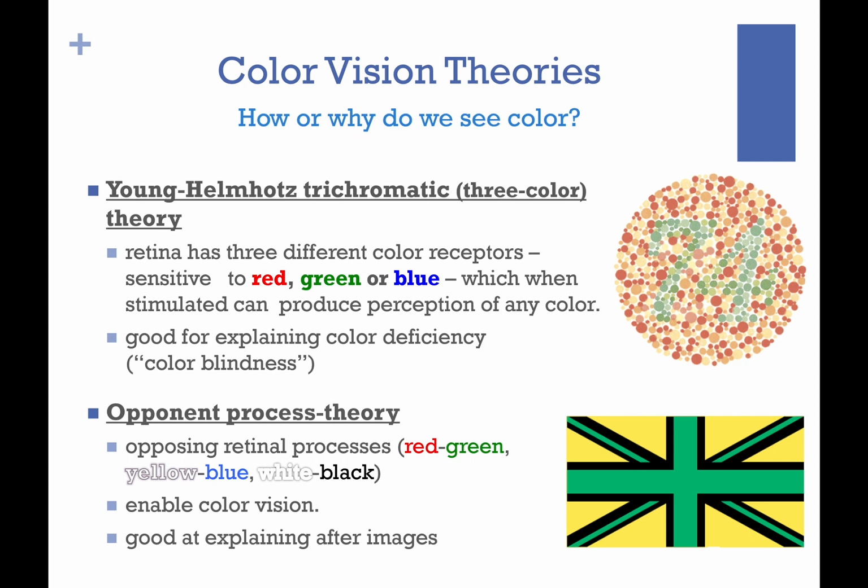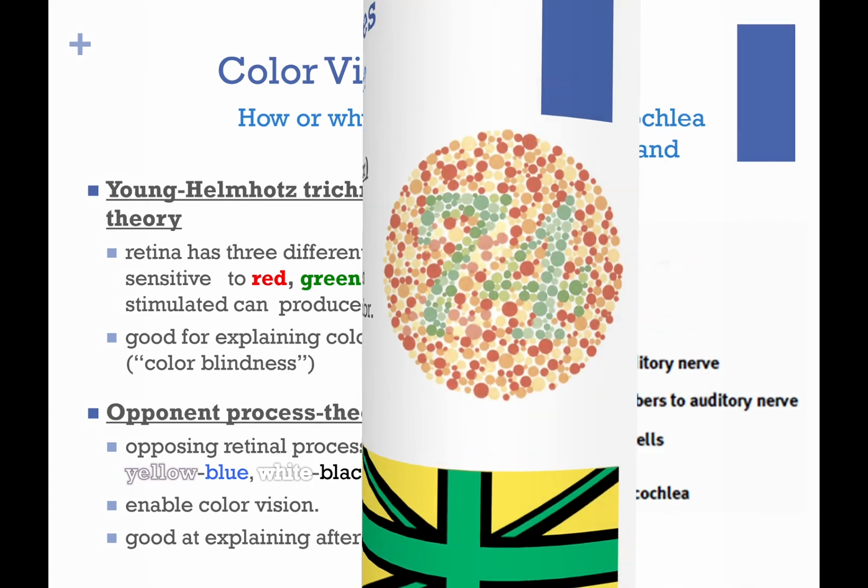And again, this explains the after image effect, which we're looking at here with this flag, the British Union Jack, that if you were to stare at that and then stare at a blank white screen, you would see the opposing or opponent color. That's the opponent process theory.